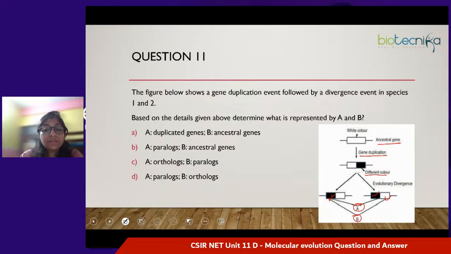In the ancestor, the gene first got duplicated, and then speciation happened, and the ancestor split into two different descendants. They are different species, so they do not interbreed. Whatever changes are accumulated in them will be accumulated in their own way, so they become incompatible with each other. If we take one gene from one species and the gene present at the same locus in another species, what do we call that gene?